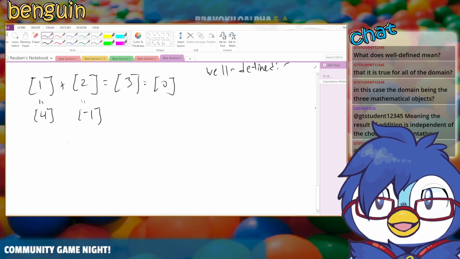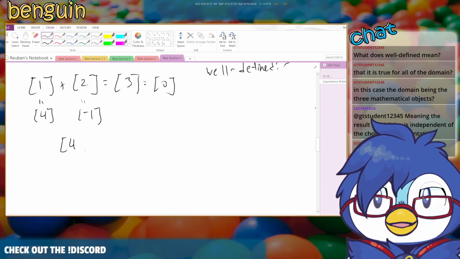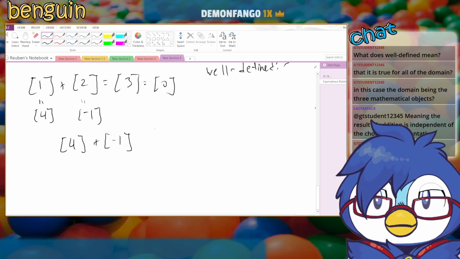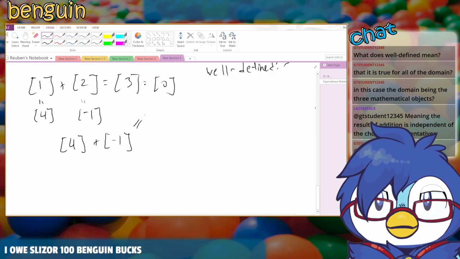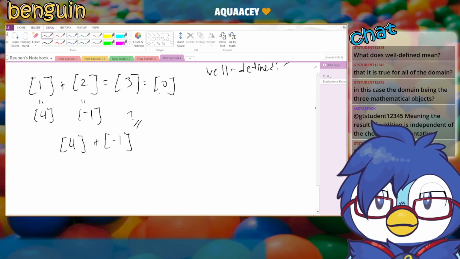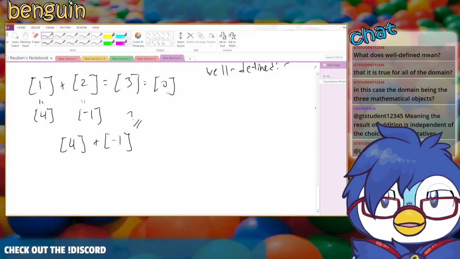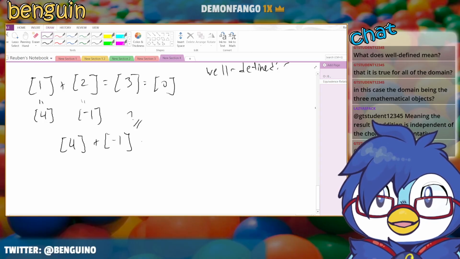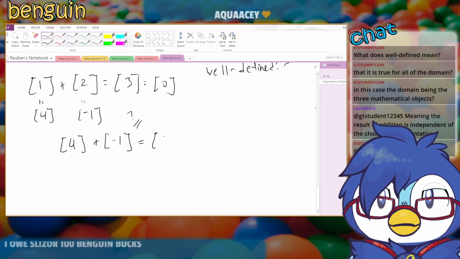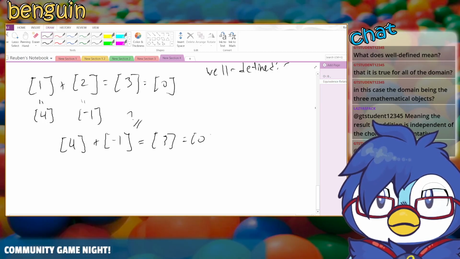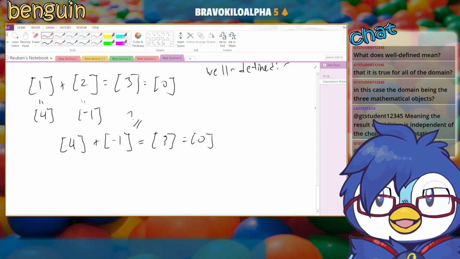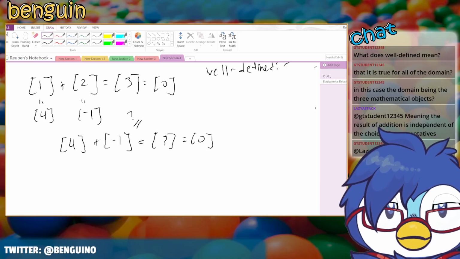So you might ask, if I switch out the representatives, do I get the same answer? Do I get back to the equivalence class of 0? And the answer is actually yes. If we carry out this result, we get 3 again, and then this is 0. But it's not actually clear that this should always be the case. This is something that you do need to check.